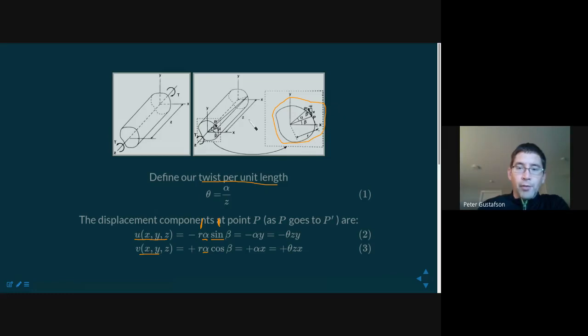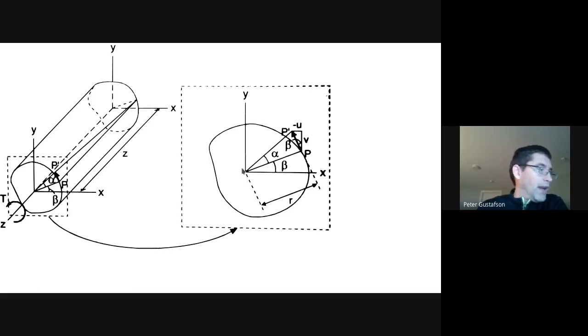So let me go ahead and zoom in on this image so that you can see what I mean. Unfortunately, I lose my ability to write on the image when I zoom in like this. But you can see its initial position, X, Y, can be defined by the radius R and the angle beta. So that's the initial position of point P. X and Y are defined by R and beta. As it twists, it moves. That movement is proportional to the angle alpha, and it's also proportional to the position X, Y.